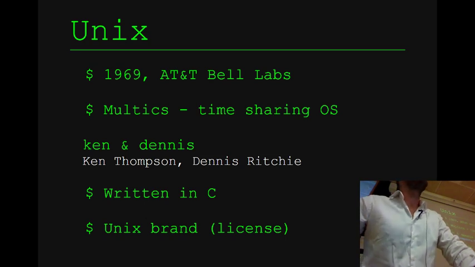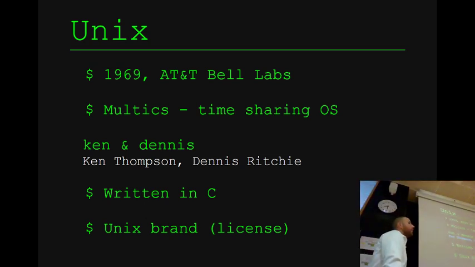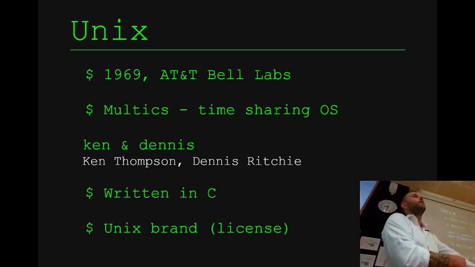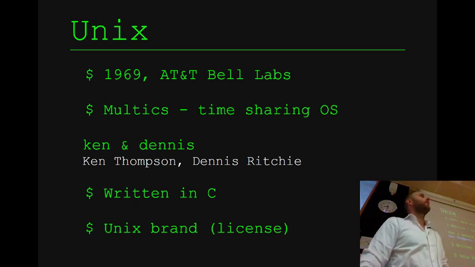Here we go. All the fuss about Linux started somewhere around 1969 at AT&T Bell Labs. They had a big time-sharing operating system called Multics. It was very, very complex and not so user-friendly.